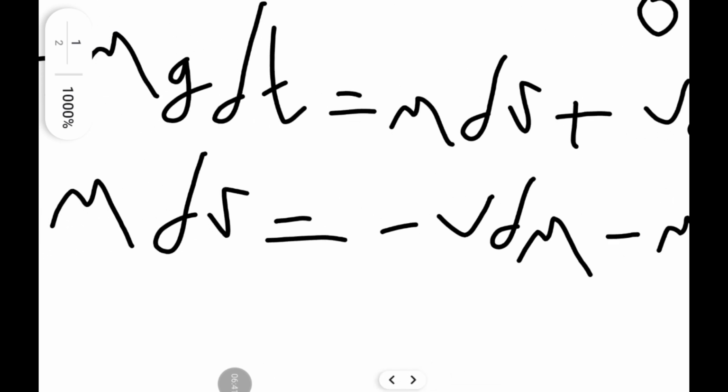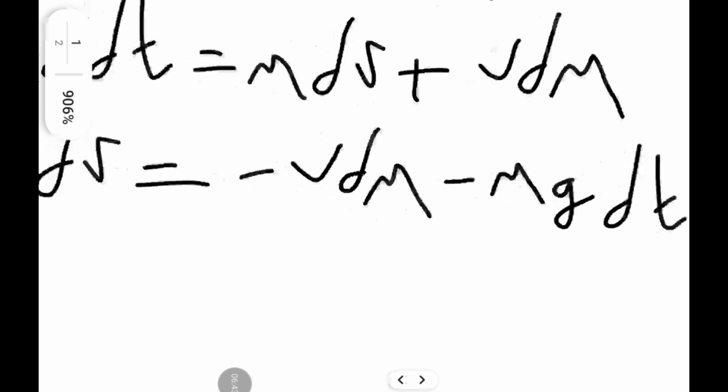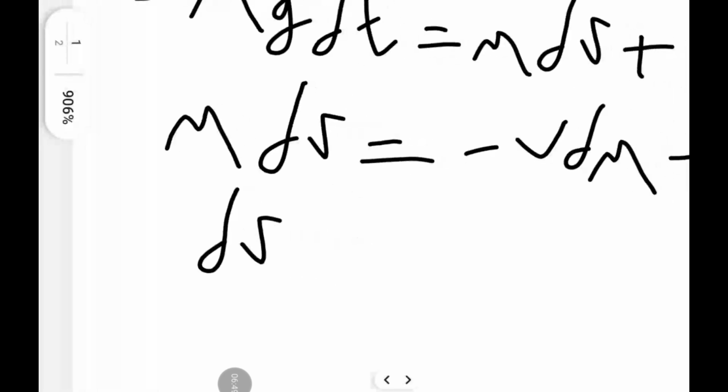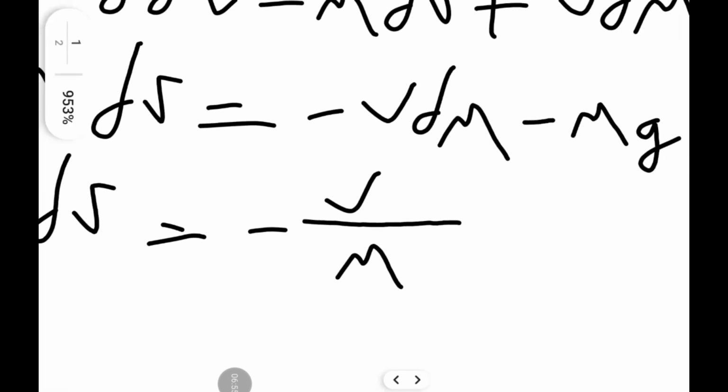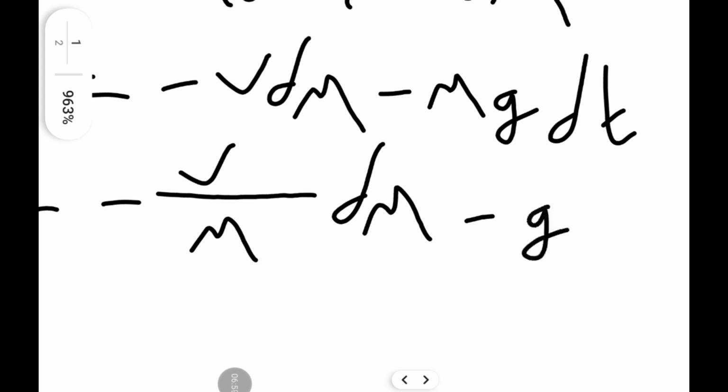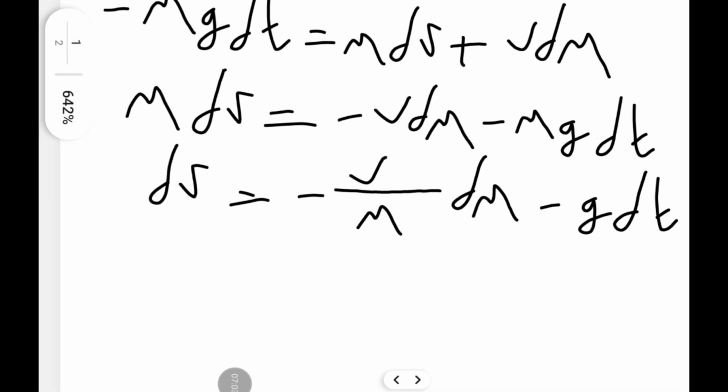It's a nice format. Obviously for the next part, what we're going to do is divide by m first of all. So dv is equal to minus u over m times dm minus g dt. So we have it in this format now. dv is equal to that.